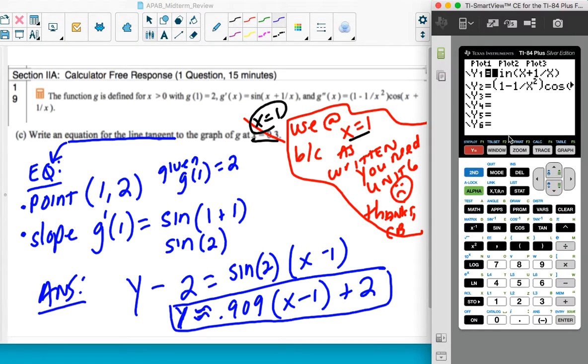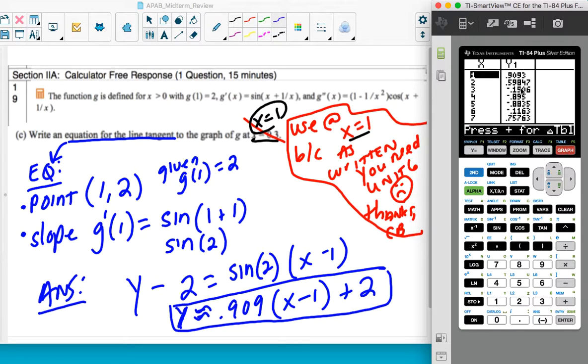The other way to do that is to go to your y1, right? And you have this x plus sine of 1 over x, right? And you could go to table set, so second table set. You could start at 1, and if you go to table, sure enough, there's that same number, right? That's your output at the same value. So there's a couple different ways to get there.